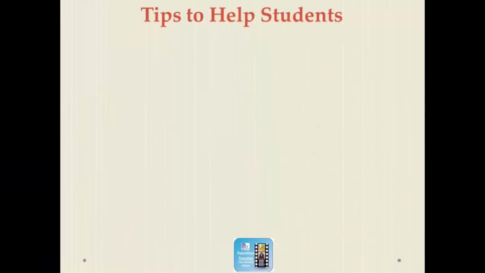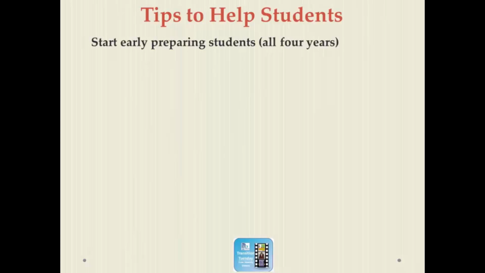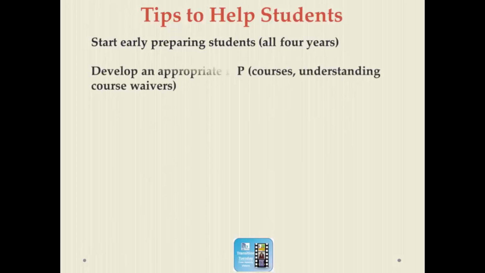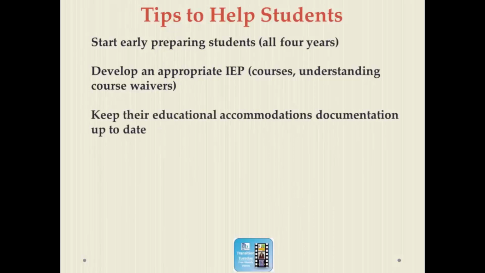Here are some tips to help students plan for their post-secondary education. Start early preparing students. Use all 4 of their high school years. Develop an appropriate IEP, making sure that they take rigorous enough courses to not disqualify them from college. And also understand course waivers. Sometimes having a student waive from a course can limit their college options. Keep their educational accommodations documentation up to date.